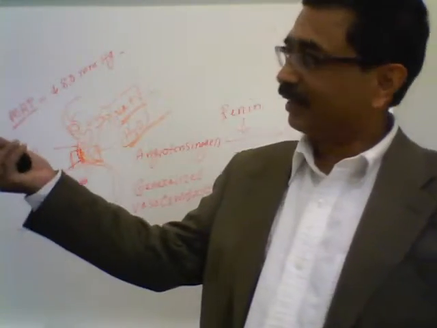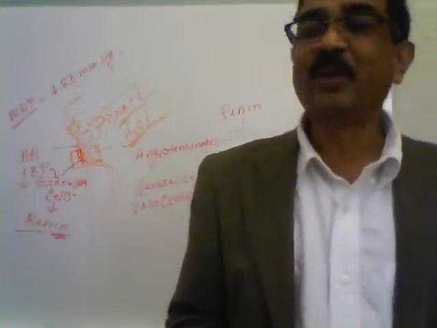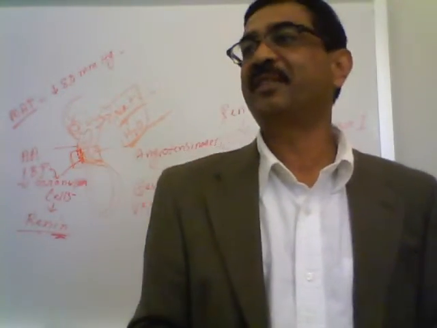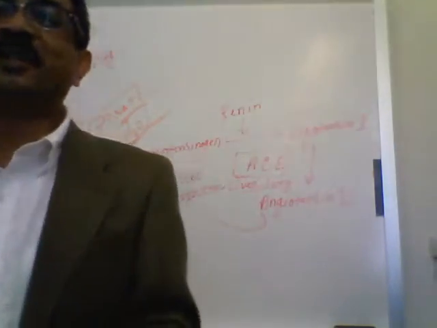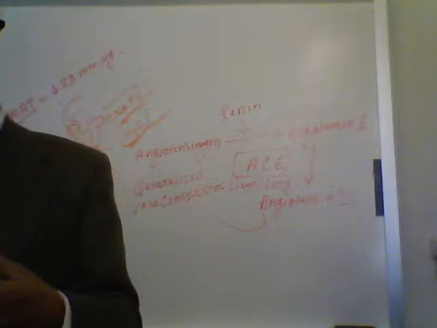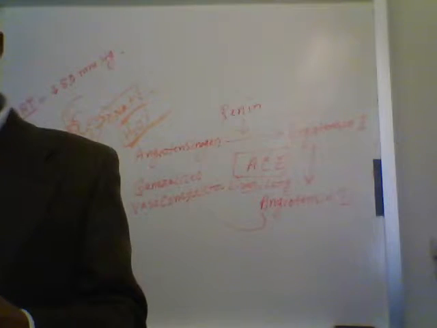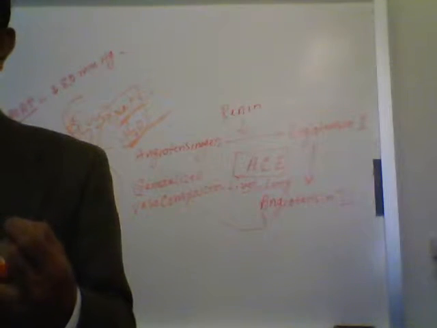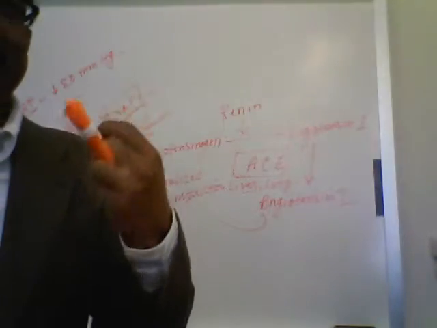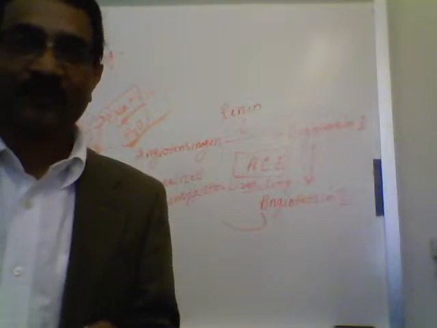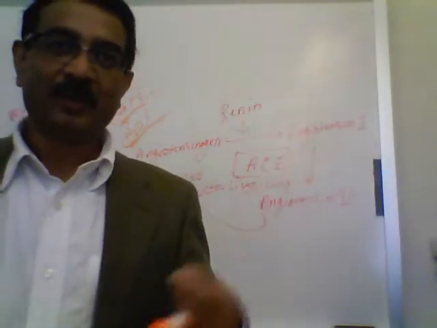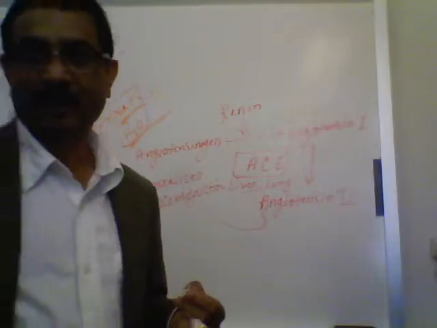Another thing interesting you see here, angiotensin 2 also activates the thirst center. That means what? When your thirst center in the hypothalamus in the brain is activated, you will feel thirsty. So if you feel thirsty, what will you do? Drink more water. So blood volume will go up, blood pressure will go up. So that is another way it will increase the blood pressure.